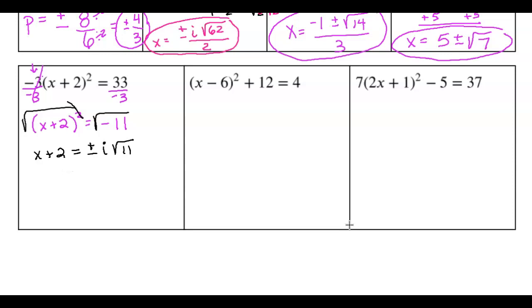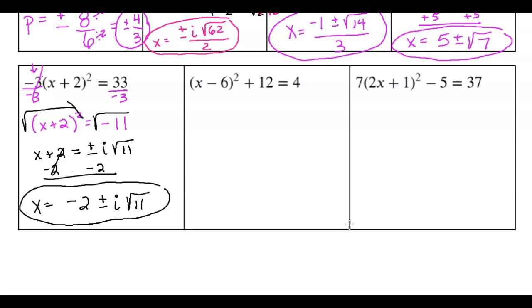And then I think, well, 11 doesn't break down, so I just need to get x alone. We're going to subtract 2. So x equals -2 plus or minus i root 11. So anytime you have a negative under the root, you can take the negative out by writing an i, and then you just keep the same number inside and try to break it down if you can.